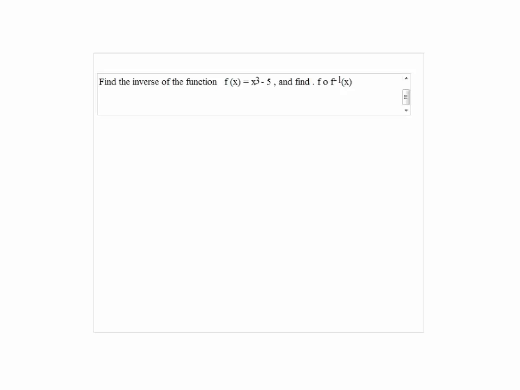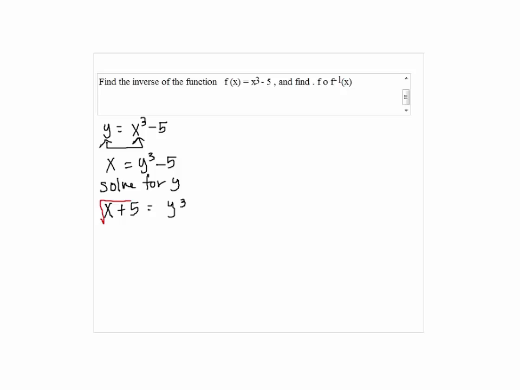Find the inverse of the function f of x equals x cubed minus 5 and find f composite of f inverse. First, we're going to rewrite the function as y equals x cubed minus 5. Then we're going to switch the x and y, so we have x equals y cubed minus 5. Then we're going to solve the equation for y to get the inverse. So by adding 5 to both sides, we get x plus 5 equals y cubed.